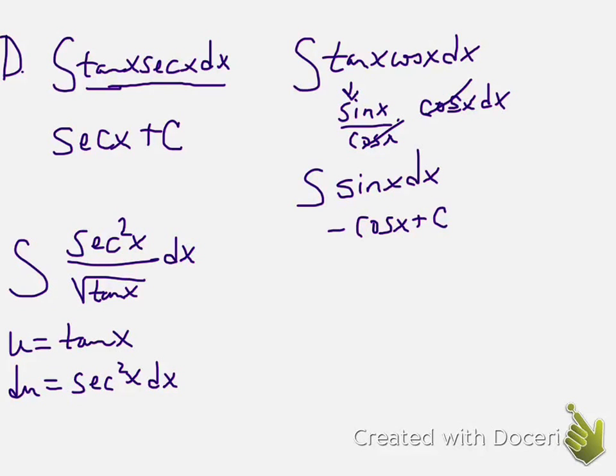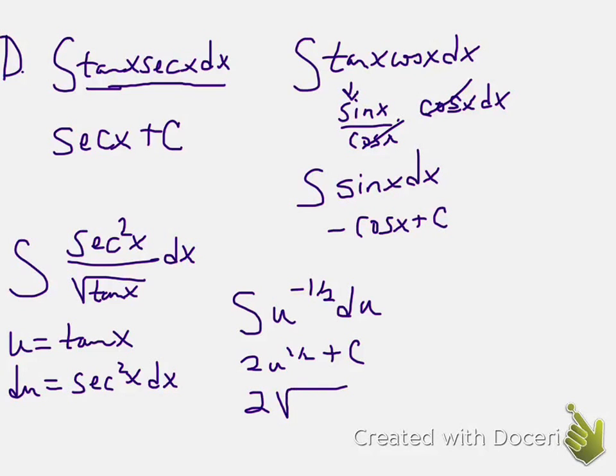So now we can rewrite this original problem. It's u to the negative 1/2. And secant squared dx becomes our du. So we integrate u to the negative 1/2, and we're going to get 2u to the 1/2 plus c. Take out my u, and I'm going to get 2 square root of tangent x plus c.